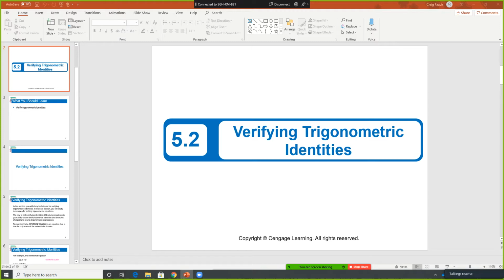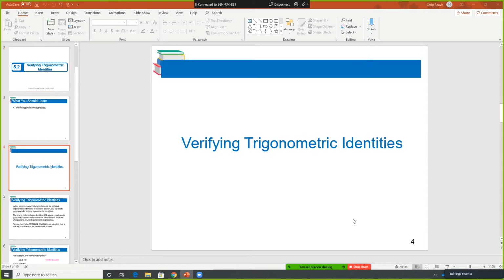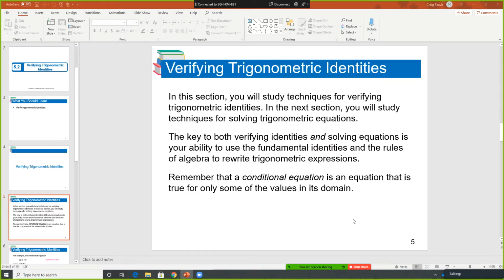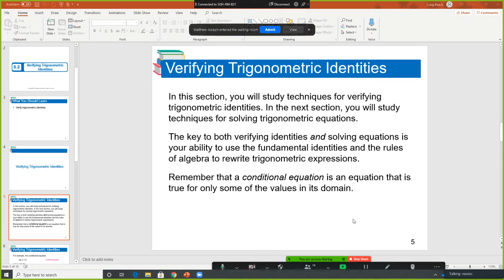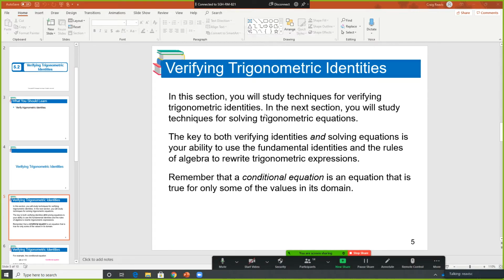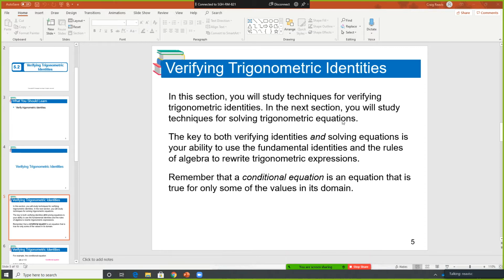So we're going to be verifying these trig identities, and what they want you to do here is step through this. Basically, what's going to happen is it says you'll study techniques for verifying identities. You're going to be given two things that are equal. And like I said before, you're going to substitute in these different identities and change the left side of it to where it will equal what is on the right side.